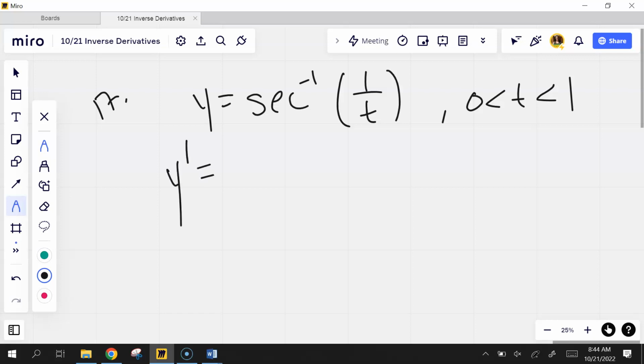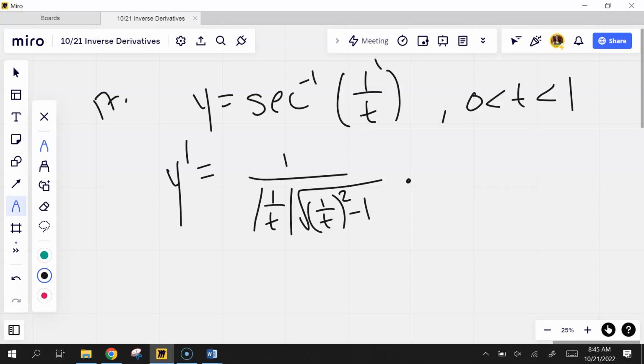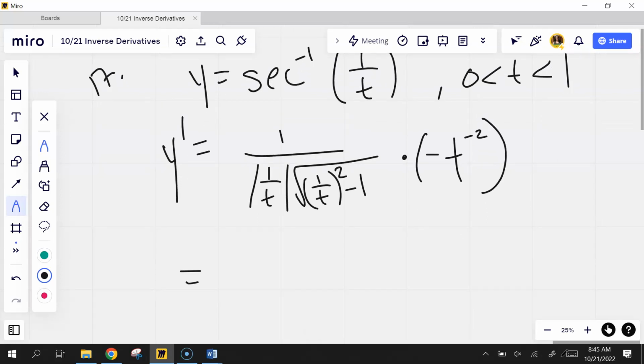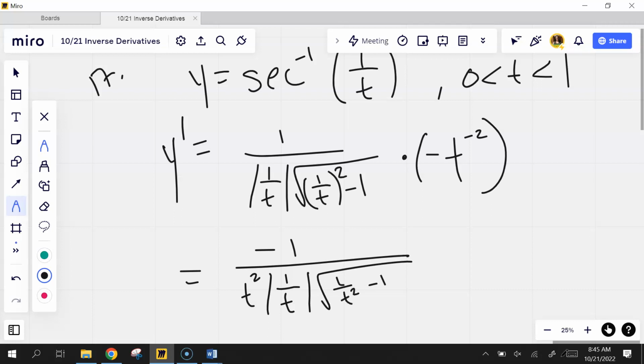Derivative here. So secant is 1 over absolute value of x times square root of x squared minus 1. Now I need to chain it. So this is really t to the negative 1, right? Negative 1 t to the negative 2. I'm going to make this negative 1 up top. This is going to be t squared, absolute value of 1 over t, square root of 1 over t squared minus 1.